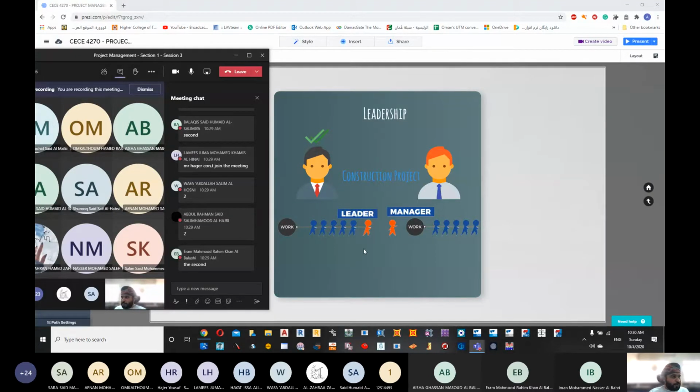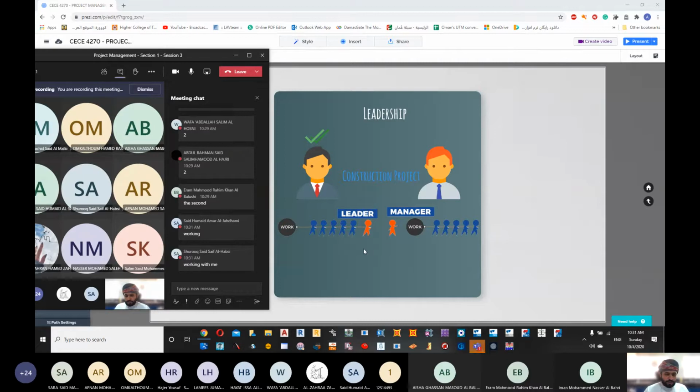Now, I'll give you a scenario. Do you prefer your boss to be a person who is working with you, or do you prefer a person who is only ordering you? Would you feel comfortable with a person who is not doing anything? Or a person who is working with you, you see him that he is a hard-working person and he is always working.